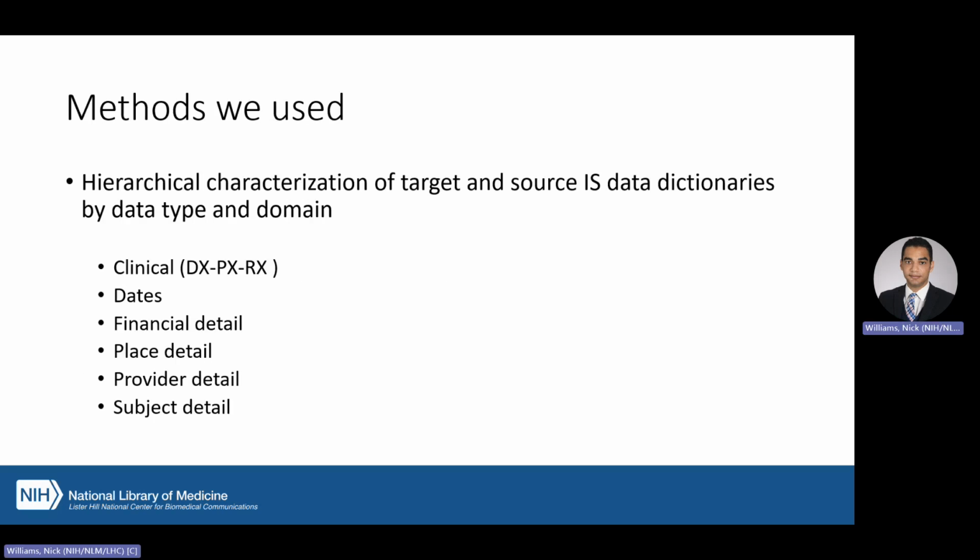Towards the method we used, we did something called hierarchical characterization of target and source information system data dictionaries. We did this by data type and domain. An example of some of these hierarchies included clinical, which meant diagnostic, procedure, and medication codes from controlled terminologies, dates, financial detail, place detail, provider detail, and subject detail. This is a few examples.